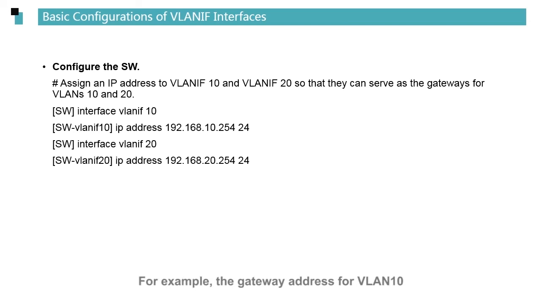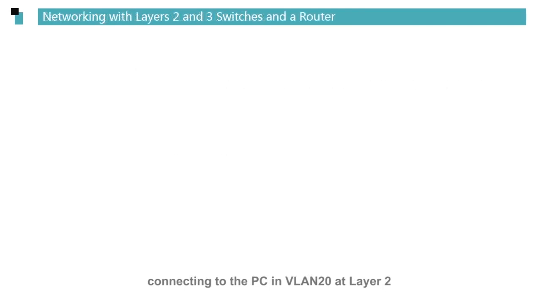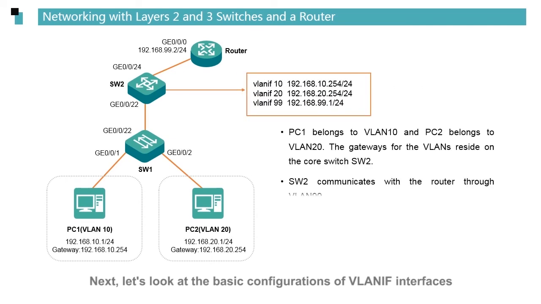For example, the gateway address for VLAN 10 is the IP address of the VLANIF 10 interface, and the gateway address for VLAN 20 is the IP address of the VLANIF 20 interface. When PCs in VLAN 10 and VLAN 20 need to communicate, traffic from a PC in VLAN 10 first arrives at the switch. The access interface receiving the traffic performs layer 2 switching and sends the traffic to the VLANIF 10 interface. Next, the VLANIF 10 interface performs layer 3 routing and sends the traffic to the VLANIF 20 interface. The VLANIF 20 interface then sends the traffic to the access interface connecting to the PC in VLAN 20 at layer 2. Next, let's look at the basic configurations of VLANIF interfaces.